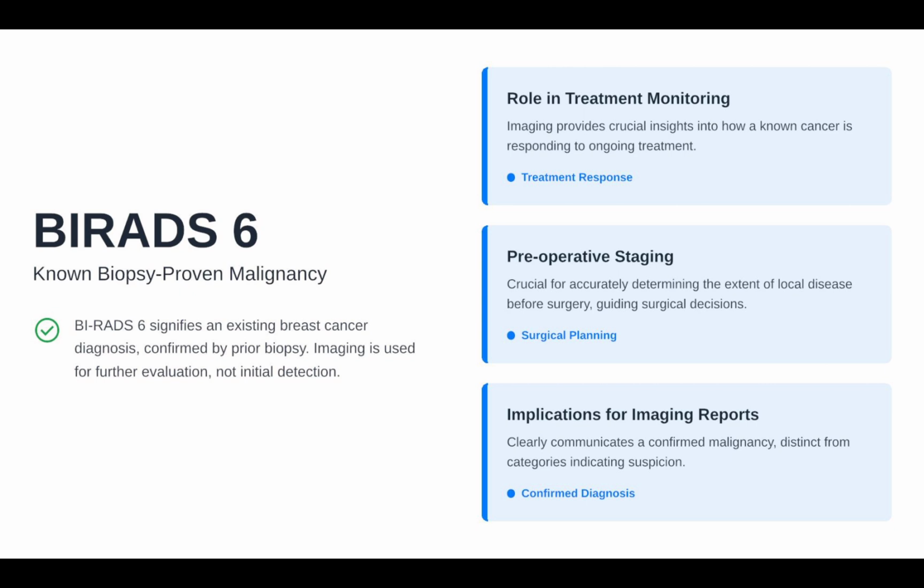It is important to differentiate this from a patient with a history of treated breast cancer who is now undergoing routine surveillance. Such a patient will typically receive a BI-RADS 1 or 2 if no new suspicious findings are present.